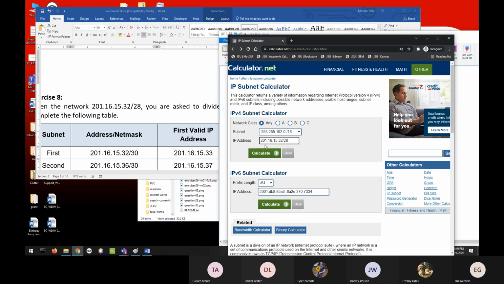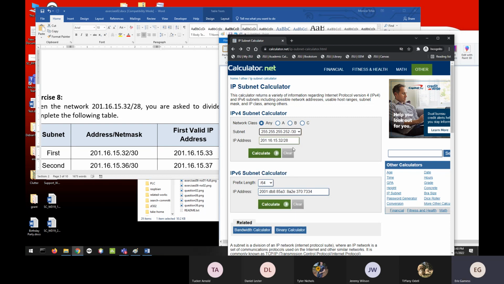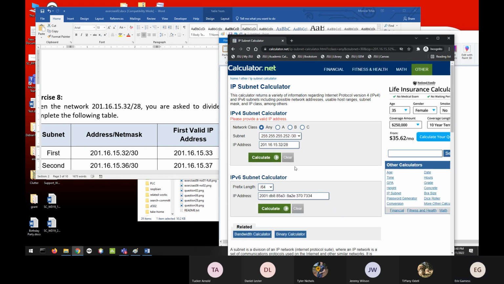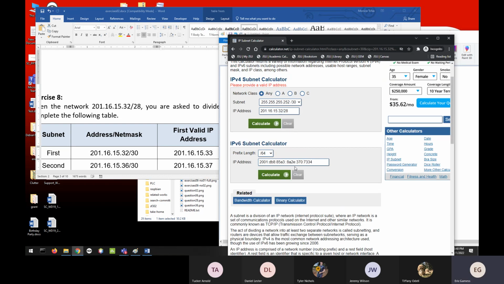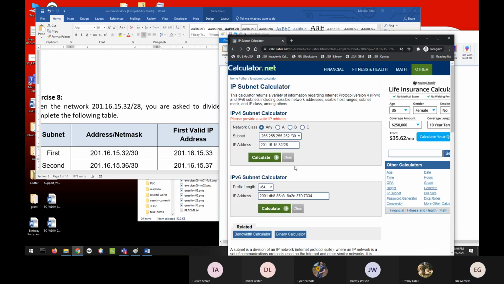201.16.15.32/28. And I want to create subnets that are /30. Okay, /30, which is 255.255.255.252. Let me click on calculate. What did I do?